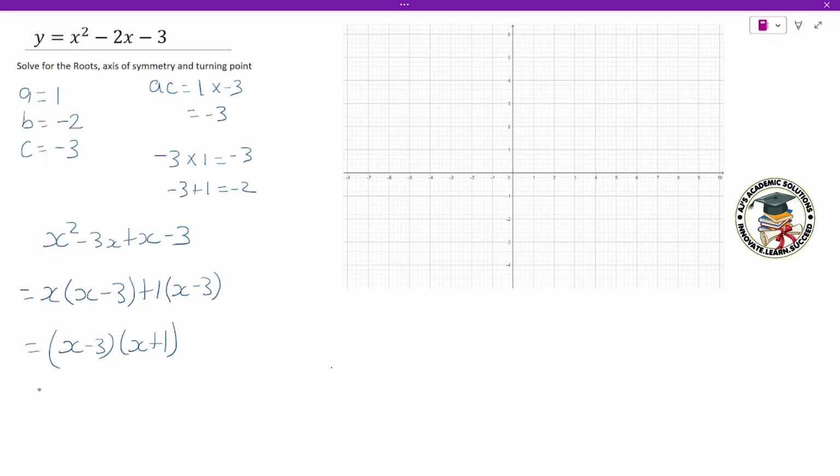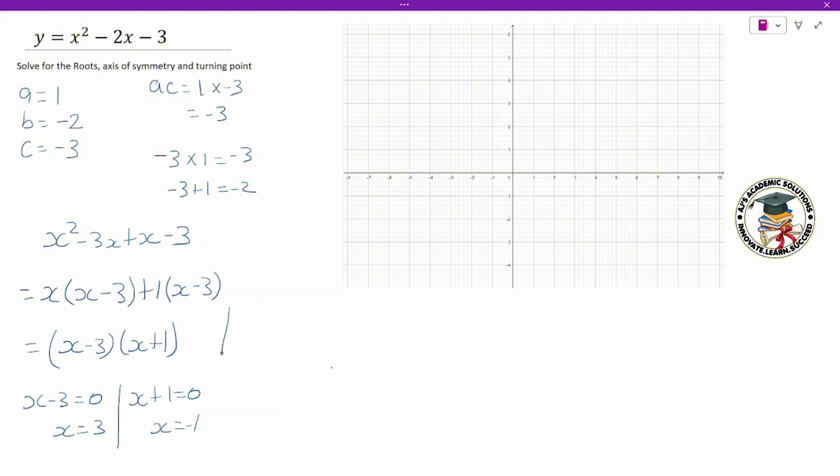Now with this aspect completed, we're going to solve for the values of x. In the first bracket, we have x minus 3 equal to 0, so x is equal to positive 3. And from the second bracket, we have x plus 1 equal to 0, so x is equal to minus 1. And this would actually be the roots of this equation. With that established, we can now move on to the axis of symmetry.